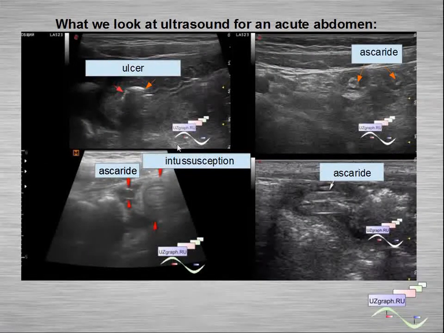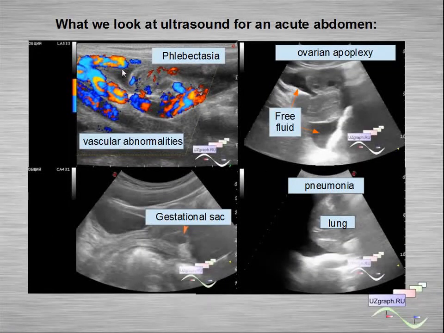This one is a gastric ulcer. This one is Ascaris inside the intestine. Another Ascaris inside the intestine, and intussusception, another Ascaris. This one is vascular abnormalities, phlebectasia, ovarian torsion, rupture of the ovary, free fluid blood, gestational sac inside the uterus.